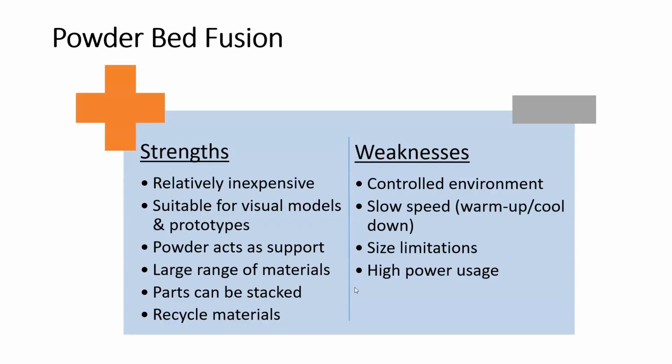Okay. All right. So what are some of the strengths and weaknesses in the powder bed fusion process? Well, the strengths are it's relatively inexpensive. It's suitable for visual models and prototypes. The powder as support, that's a big plus. You have a large range of materials. Basically anything that's in a powder form, you can use it this way. So there's a lot of metals that are able to be used here, in addition to different plastics, polymers.